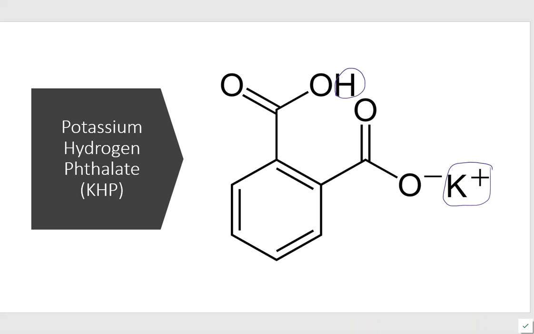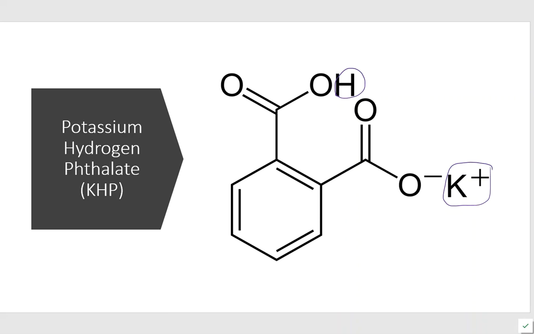Well, wait a minute. You said that this is an acid. I don't really see a hydrogen. Oh, well, yeah, I do. Right? There's a hydrogen there. There's a hydrogen that can be spit off by the KHP. That hydrogen I've already circled. It's stated right there beside that oxygen. Potassium, it's even involved in the name. Hydrogen phthalate. So by definition, this is an acid.